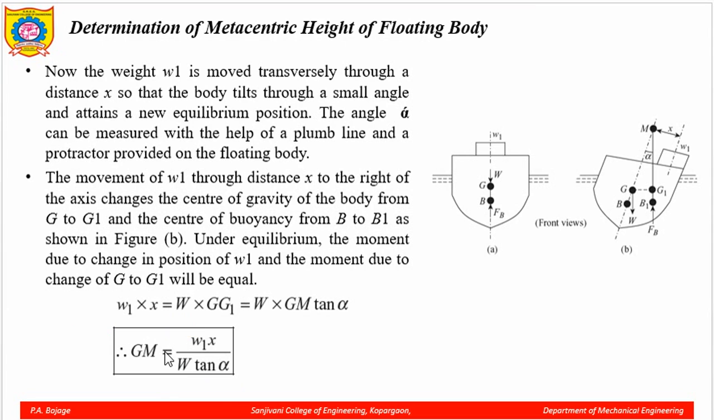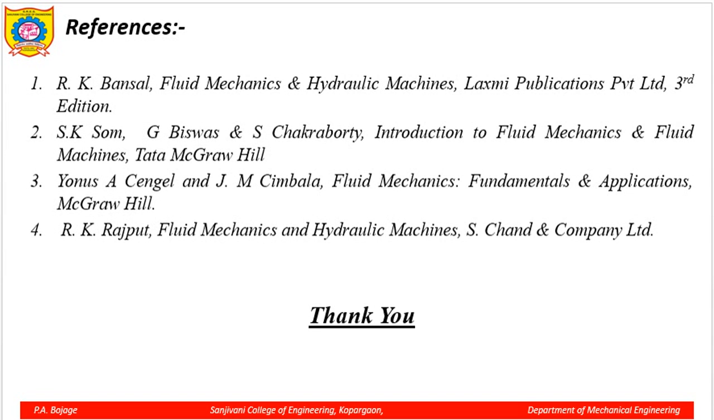So, using this equation, once you know the weight, the displacement distance, the self weight of the ship and the angle of inclination, we can find out the metacentric height, that is, the GM value. So, this is the derivation to determine the metacentric height.